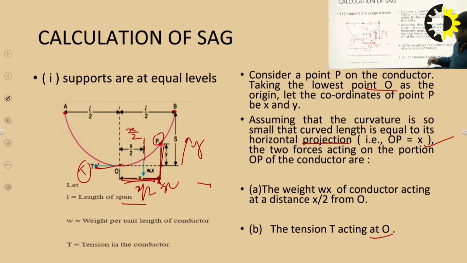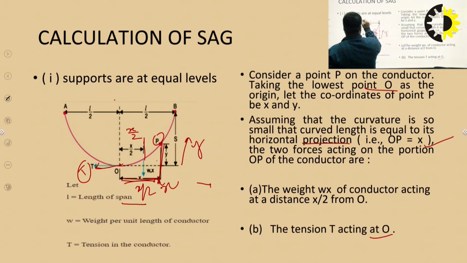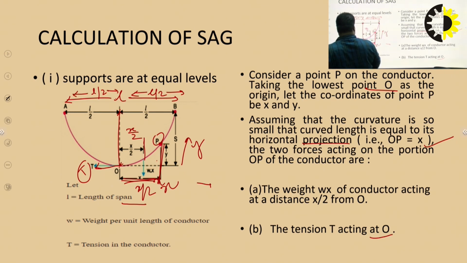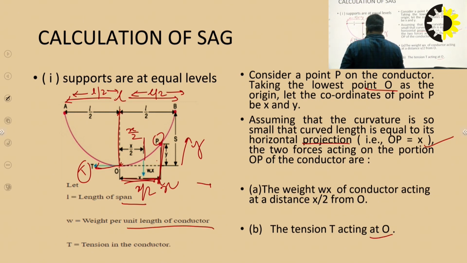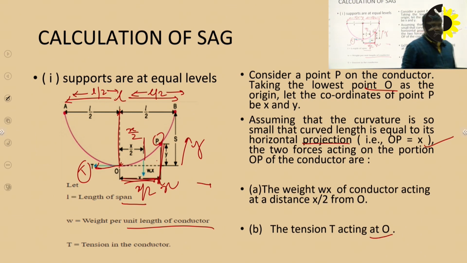We have seen the total distance is L. This is the span, and from point O the distance is L/2. W is the weight per unit length of the conductor, and T is the tension acting at point O.